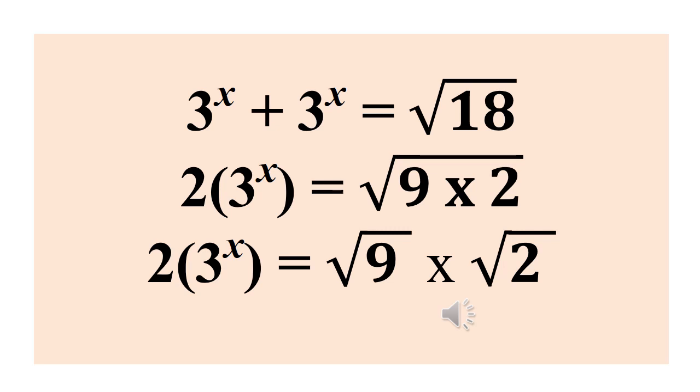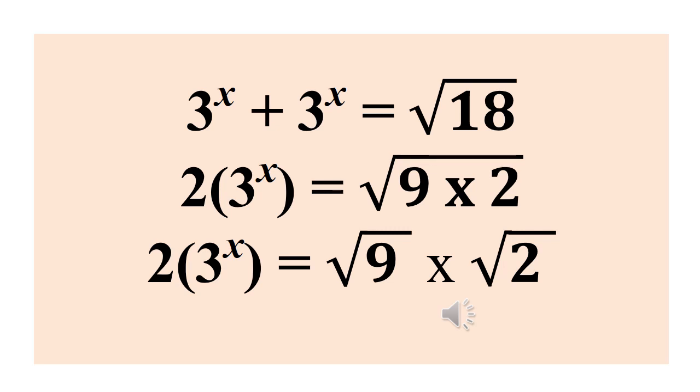Now we have question number 2, and it goes thus. If 3 raised to power x plus 3 raised to power x equals square root of 18, we have to find the value of x. The first thing we are going to do here is, we have 3 raised to power x in two places. So we can factor out 2 and bring 3 raised to power x into bracket, equals square root of 9 times 2. 9 times 2 is the same thing as 18.